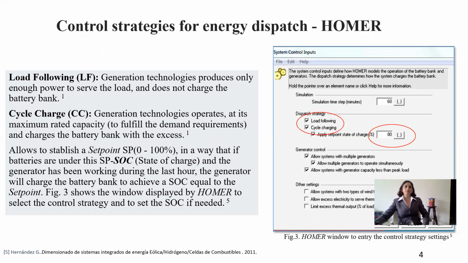It allows establishing a set point of the state of charge between 0 and 100, in a way that if the batteries are under this set point and the generator has been working during the last hour, it will charge the battery bank to achieve the set point. Figure 3 shows the window displayed by HOMER to select the control strategy and the set point, if needed.